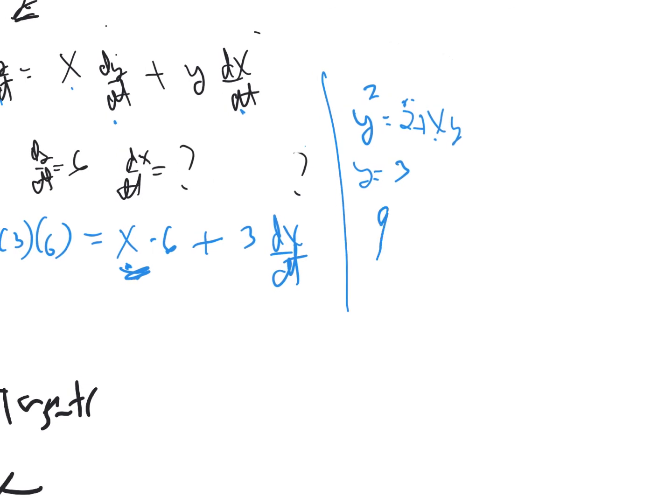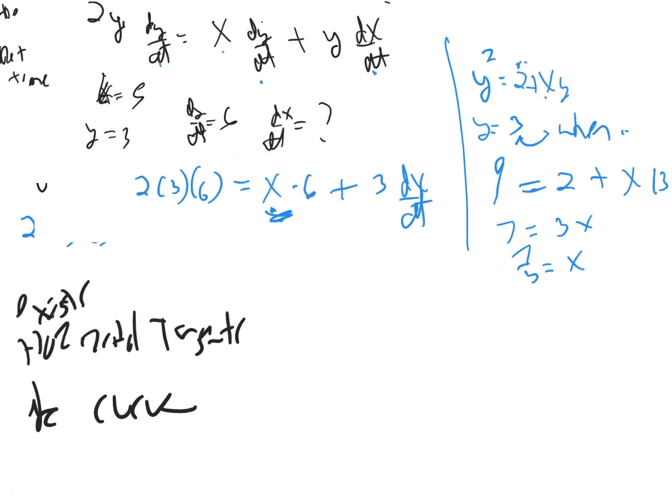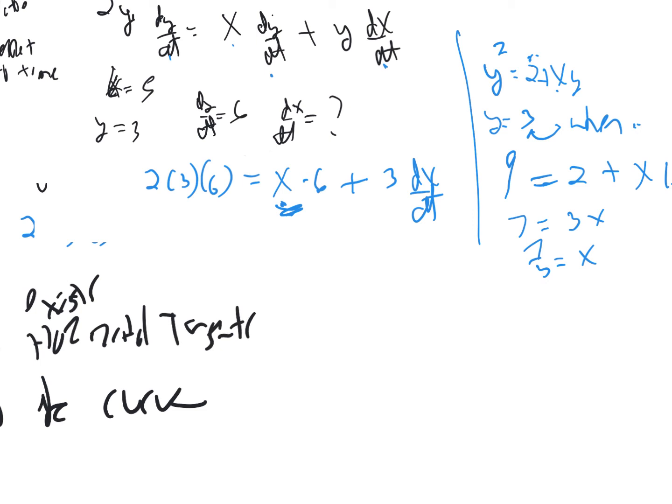So 9 equals 2 plus my x that I don't know times my y, which is 3. Okay, so that's 7 equals 3x. 7/3 will be the x when, remember, y is 3.